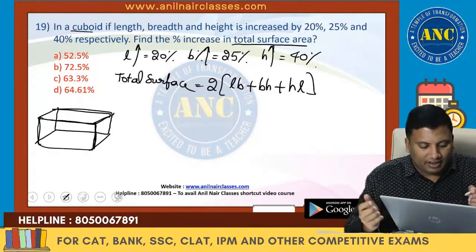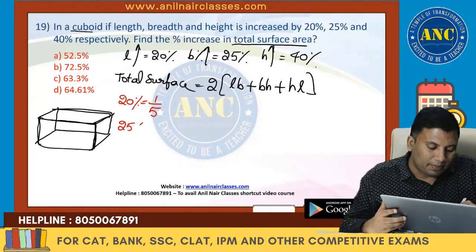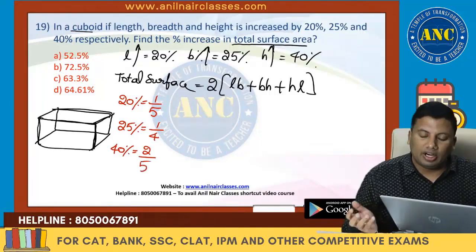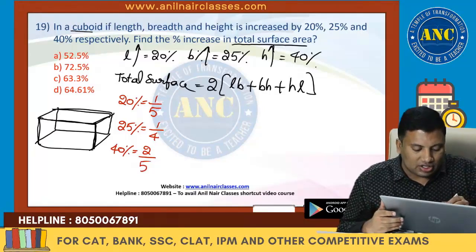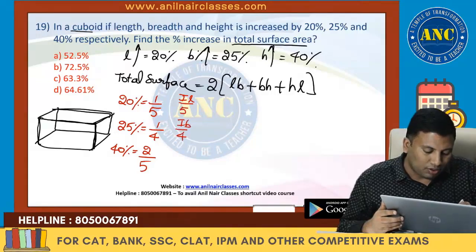20, 25, 40. 20% is 1 by 5. 25% is 1 by 4. 40% is nothing but 2 by 5. The denominator always denotes the initial value. So initial length is 5, initial breadth is 4, initial height is 5.